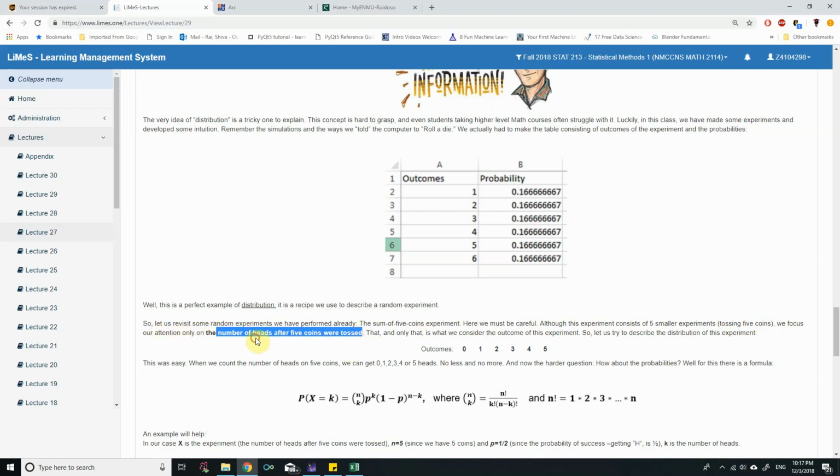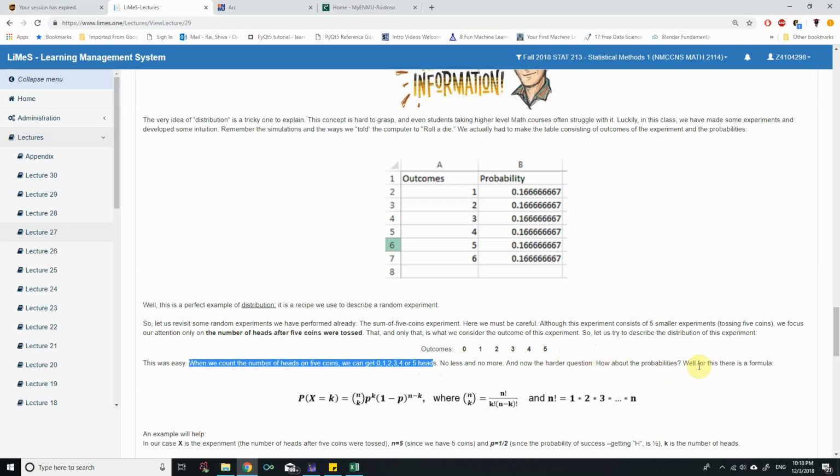Right? That means getting number of heads. Getting heads would be our success, and getting tail will be the failure. That and only that is what we consider the outcome of this experiment. So let us try to describe the distribution of this experiment. So outcomes are 0, 1, 2, 3, 4, 5. When you toss 5 coins at once, the number of heads is either 0, 1, 2, 3, 4 or 5. No less, no more. Now we have the harder question.